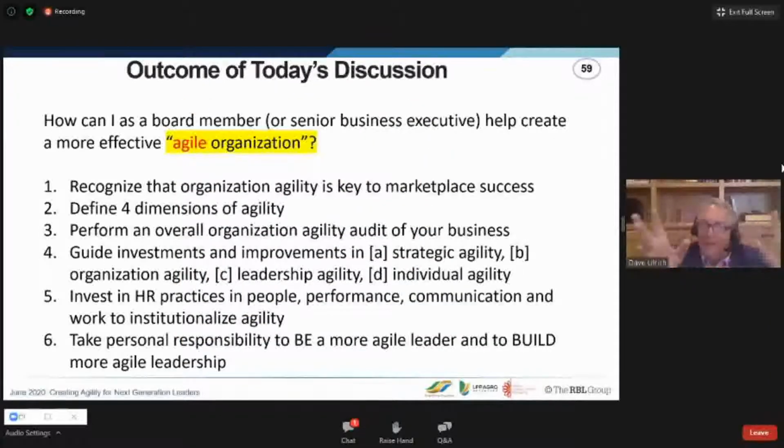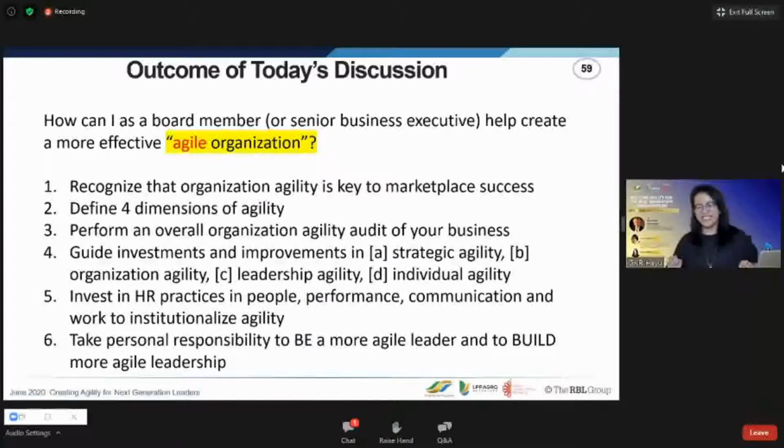How can I create a more agile organization? Recognize that agility is a key. Define the dimensions. Perform an audit. Number 3. Number 4, make investments and improvements. Strategic organization leadership. Invest in HR to sustain it. And then finally, and most critical, take responsibility to be a more agile leader and to build agile leadership in others.